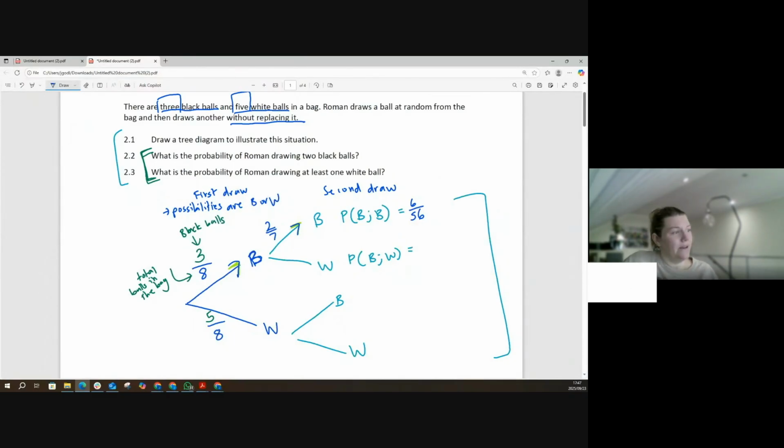Okay, second one, paper one. The first draw was a black ball. The second draw is a white ball. So I still only have 7 balls left in the bag. And I have drawn out a black ball, but I still have 5 white balls left because I haven't drawn any of them out. So my probability of drawing a black ball and then a white ball is now going to be 15 out of 56.